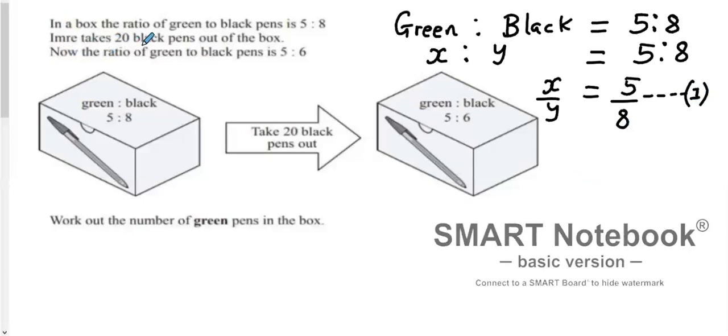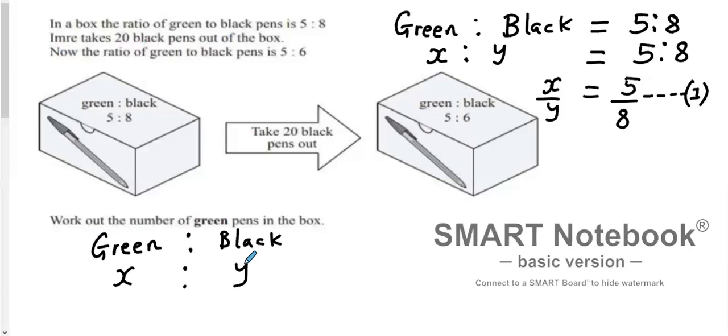Imri takes 20 black pens out of the box. Okay, you have green. How many green pens are there? That you don't know. So you keep a letter X. Ratio, how many black pens are there? Also, that we don't know, is Y. But you are given that Imri takes 20 black pens out of the box.